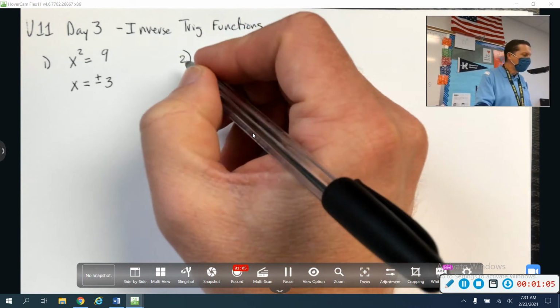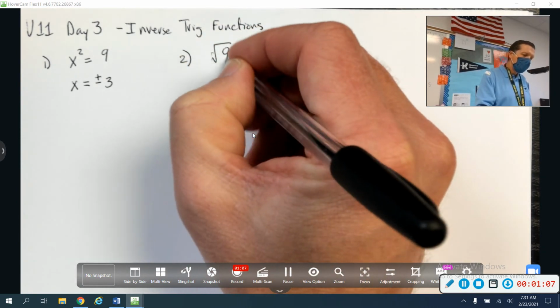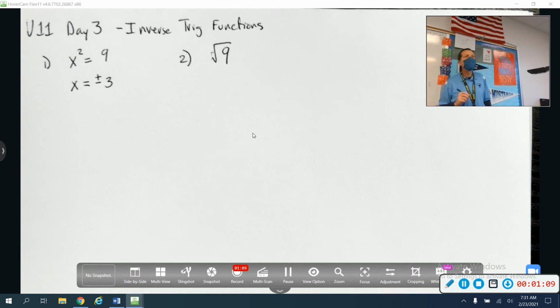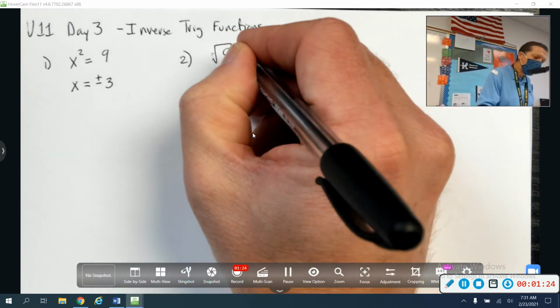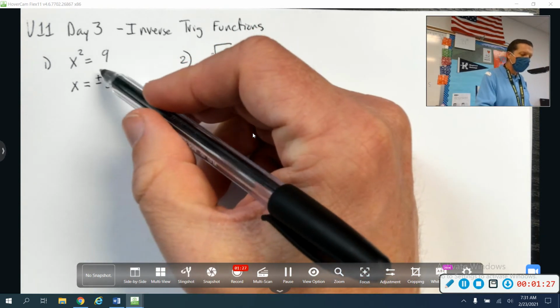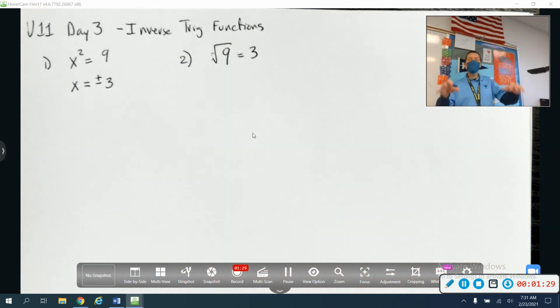Problem number 2. What's the square root of 9? You're probably thinking, is this a trick question? I mean, you know what the square root of 9 is? Well, it's not plus or minus 3. It's just 3. Okay, if it's an equation, then it's plus or minus. If you put the square roots on to solve an equation, it's plus or minus. But if the square root is just sitting there, then it's just a positive one.